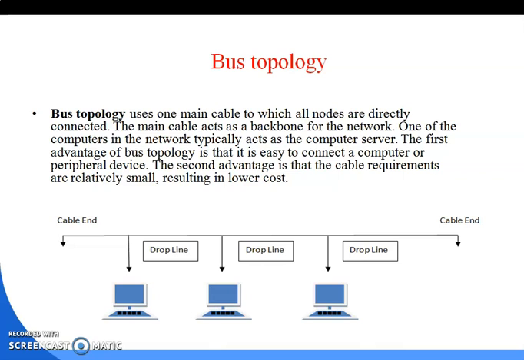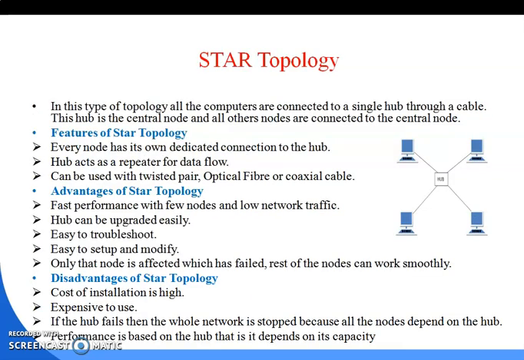Everything is dependent upon that single backbone cable. It is simple to establish, and all computers can be connected very easily to that cable. But the main disadvantage is that if that cable has any problem, then the whole network system just stops working. Clear? Next is the star topology.